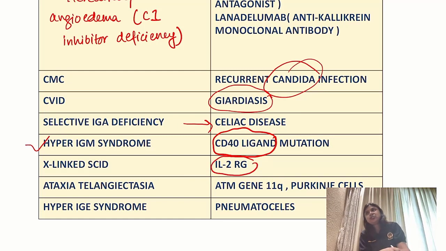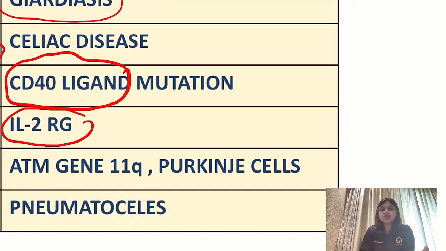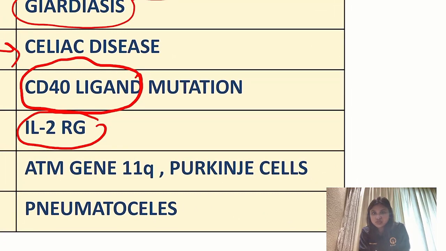Ataxia telangiectasia has two manifestations. One is ataxia, that is, the cerebellar signs are positive along with dysarthria, gait abnormalities, etc. And there are telangiectatic vessels in the bulbar conjunctiva. It is associated with the ATM gene on chromosome 11q. Since the cerebellum is affected, which cells specifically are affected? The Purkinje cells of the cerebellum.